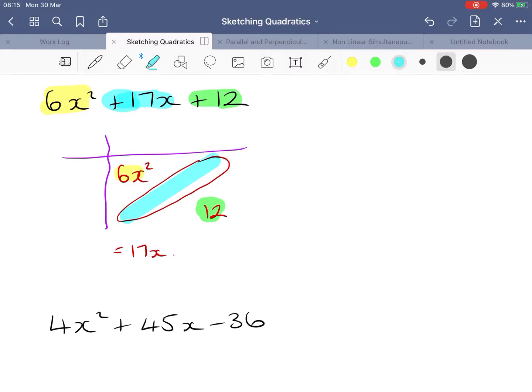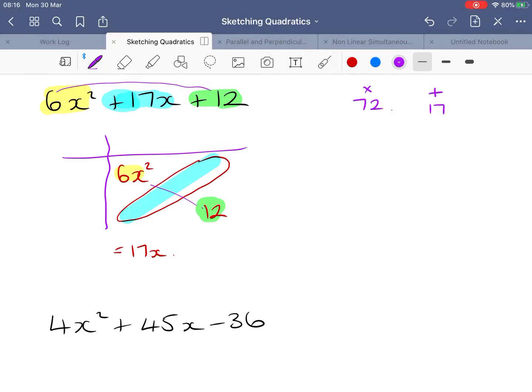And the only thing I've got to work out really is how to split that 17x, because I could do a 16x and an x. It might work, but it might not. I could do a 4x and a 13x. And again, that might work and it might not. So there is a way to work out how to do it. And what we do is we take the 6 and the 12, these two numbers here, and we multiply them together and I get 72. And this is what the two numbers have to multiply to make. They have to multiply to make 72 and they have to add to make 17.